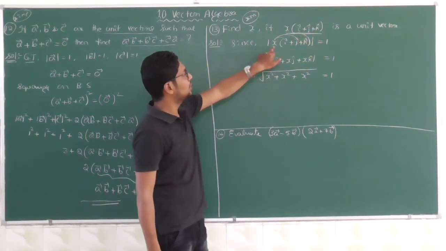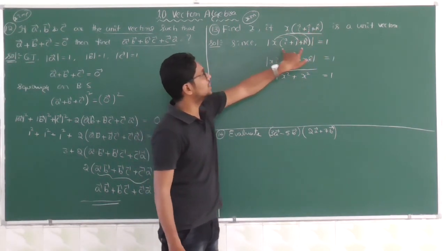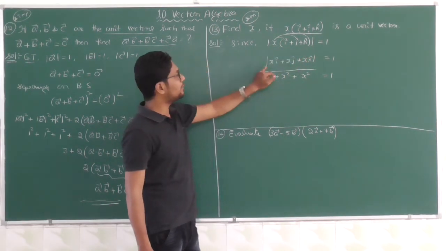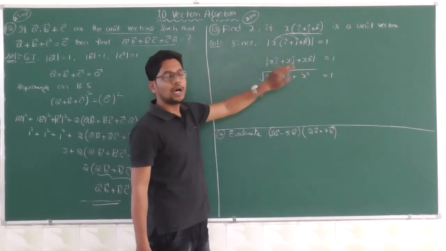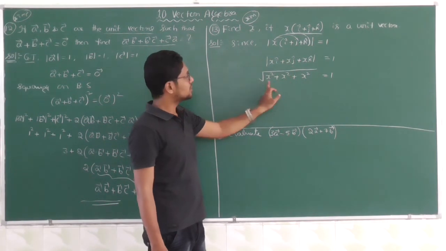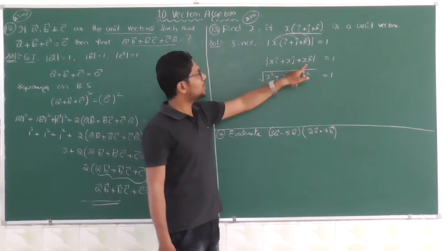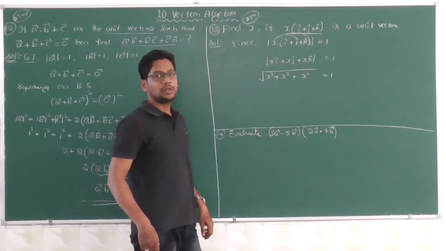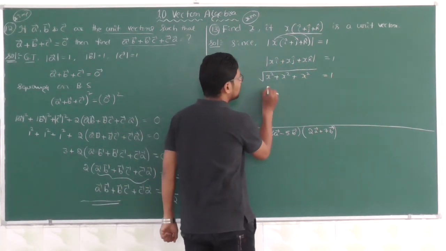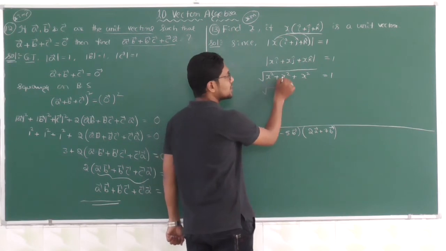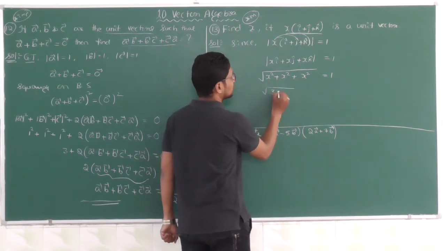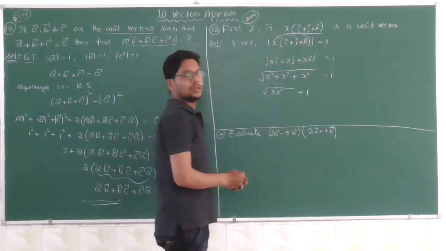In the next step, I multiply this x inside the brackets. After that, I am finding the magnitude of this vector. How to find the magnitude of a vector? Square root of i component square plus j component square plus k component square. Next, square root of x square plus x square plus x square, that is 3x square, equals 1.